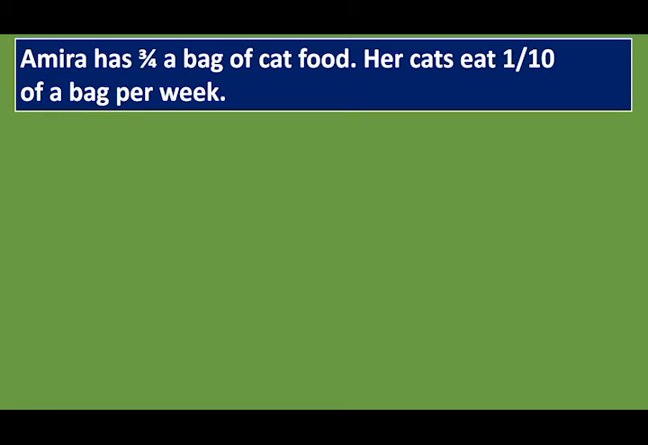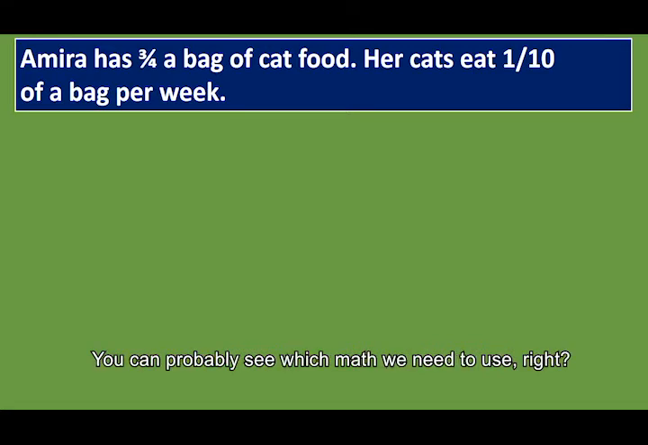Let's do another one. Remember the first thing we should do? That's right. Make sure we read and understand the word problem. Amira has 3/4 of a bag of cat food. Her cats eat 1/10 of a bag per week. I think you must know all these words. You can probably see which math we need to use, right?